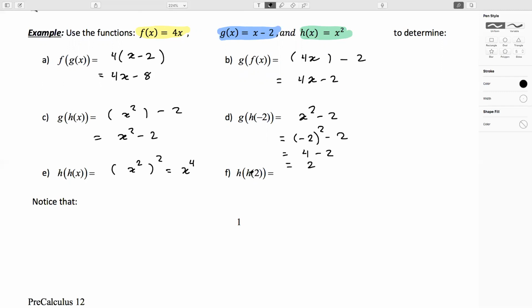For h of h of 2, we can find h of 2. H of x is x squared, so h of 2 is 2 squared, which is just 4. Which means we can now put 4 into our original function. H of 4 equals 4 squared, which is 16. We could have gone and plugged a 2 into h of h of x. 2 to the power 4 would also have given us 16. So it's just another strategy for solving these.